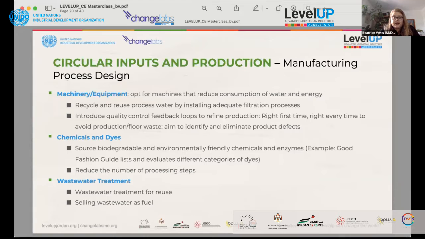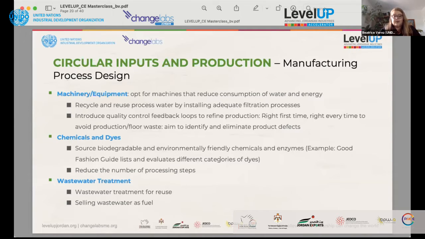When it comes to chemicals and dyes, the gold standard is to source biodegradable and environmentally friendly chemicals and enzymes. Again, I would refer to the Good Fashion Guide here for the textile and garment industry, just because they have broken down the dyes and chemicals into their larger groups and clusters, and sort of evaluated what you need to keep in mind when it comes to a circular economy approach. But I'll link back to that at the very end. And obviously the idea is also to reduce the number of processing steps just to increase the efficiency of the process.